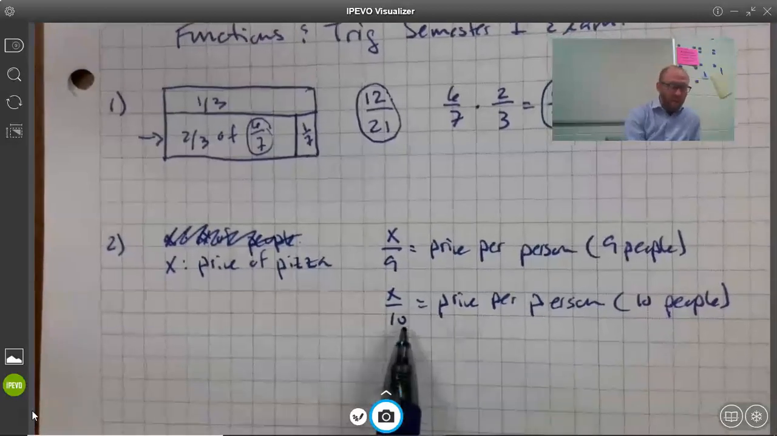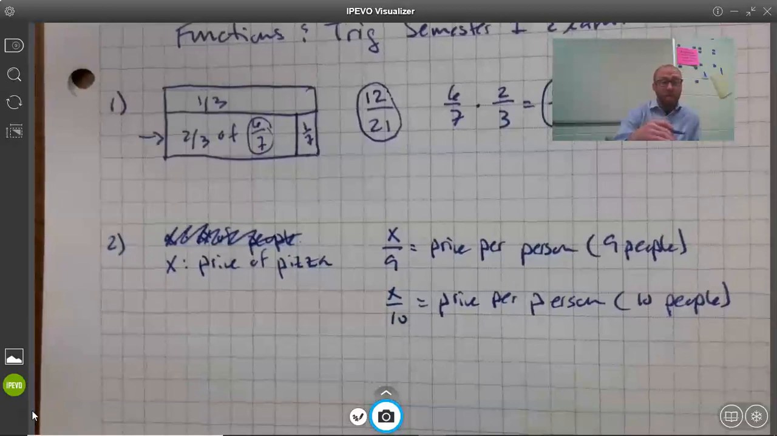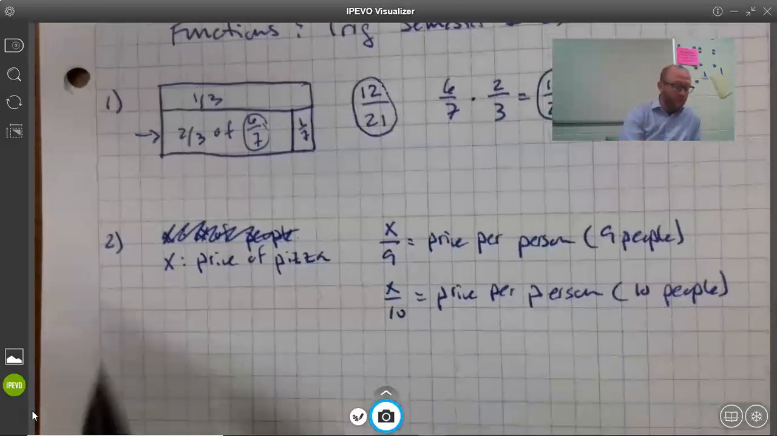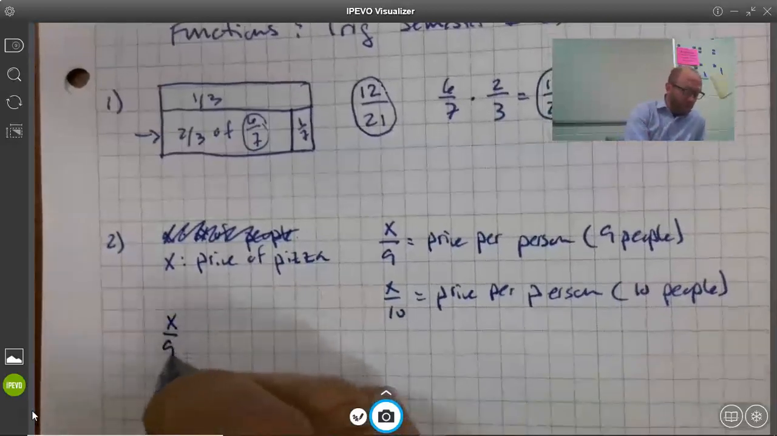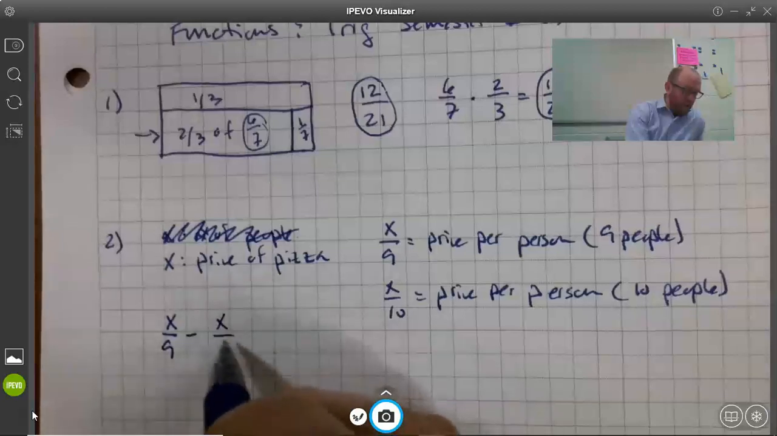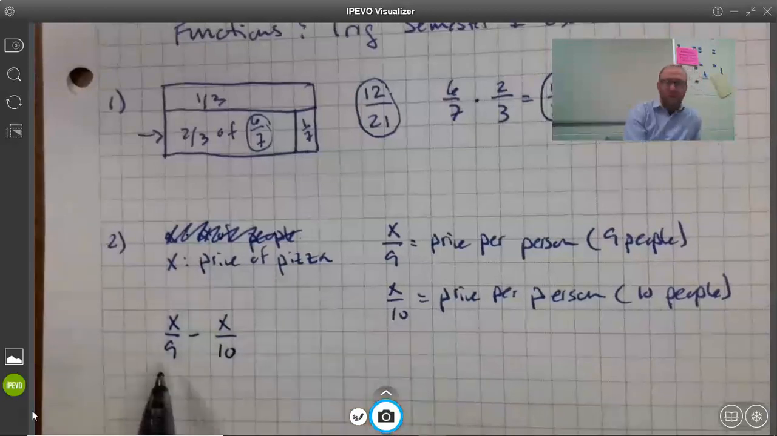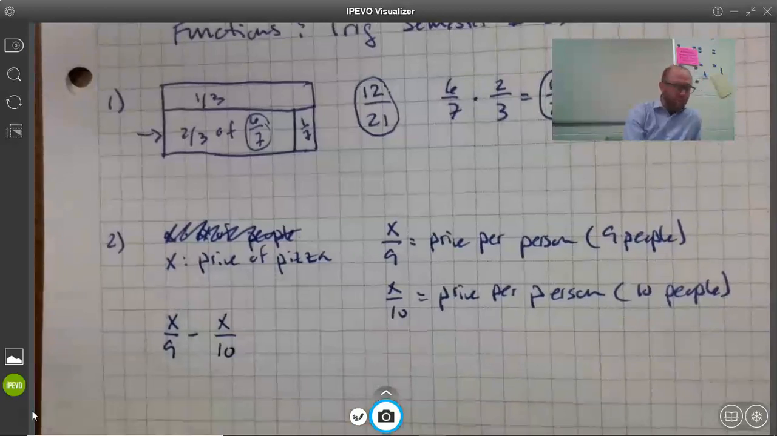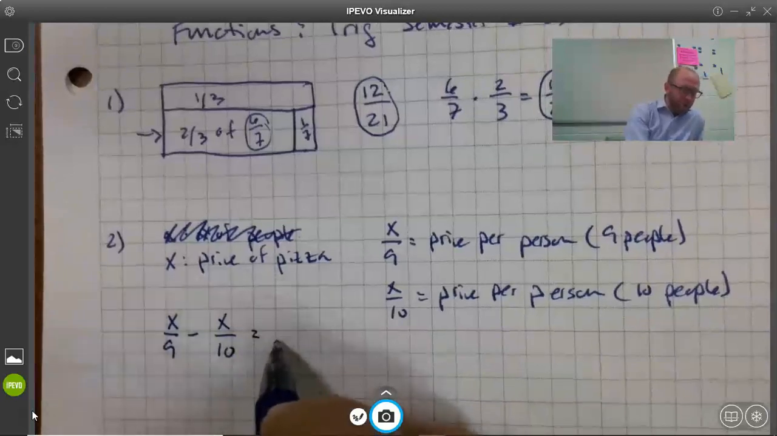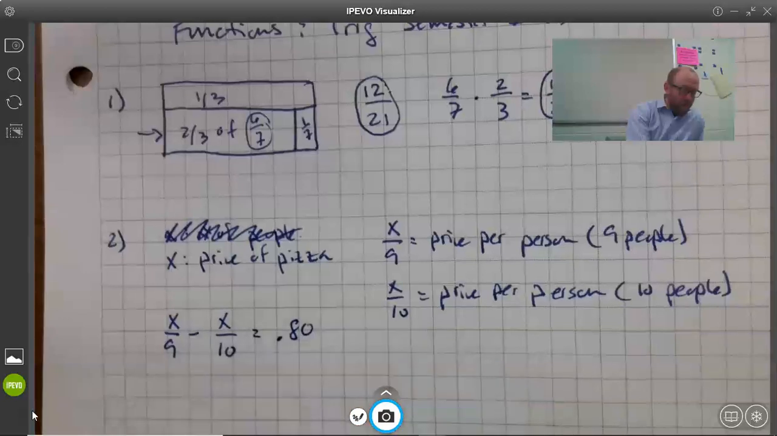I think if we divide it by 10 people, it's going to be a little less per person because it's spread out a little more. So it makes sense to say that X over 9 minus X over 10, so price per person for 9 people minus price per person for 10 people would equal 80 cents. We're going to write that as a decimal there.